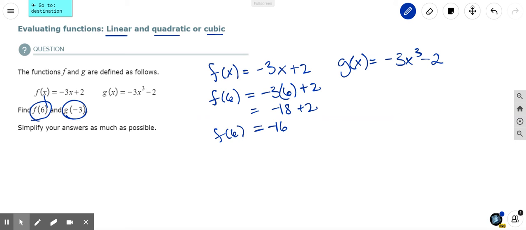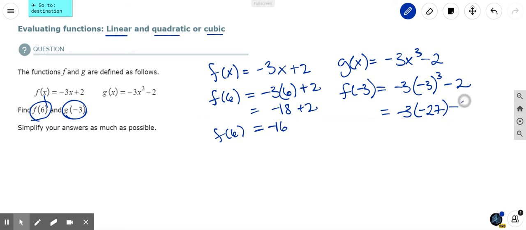Take a look here. G of negative 3. Okay, this is one that people screw up all the time. Put negatives in parentheses when you substitute them in, even if you're doing it in your head. This means negative 3 times negative 3 times negative 3, which is negative 27, minus 2. Negative times negative is a positive, so 81, minus 2, 79. So g of negative 3 equals 79.